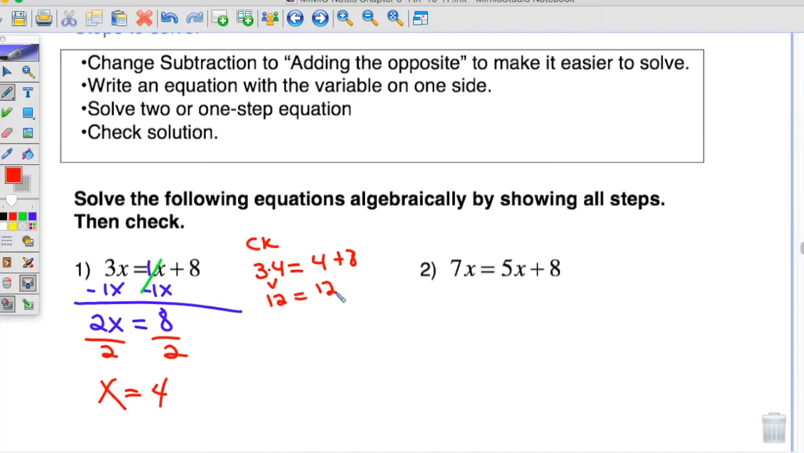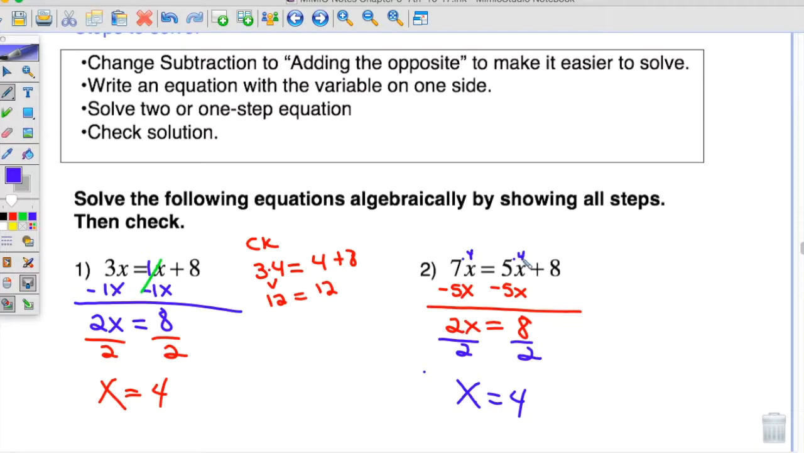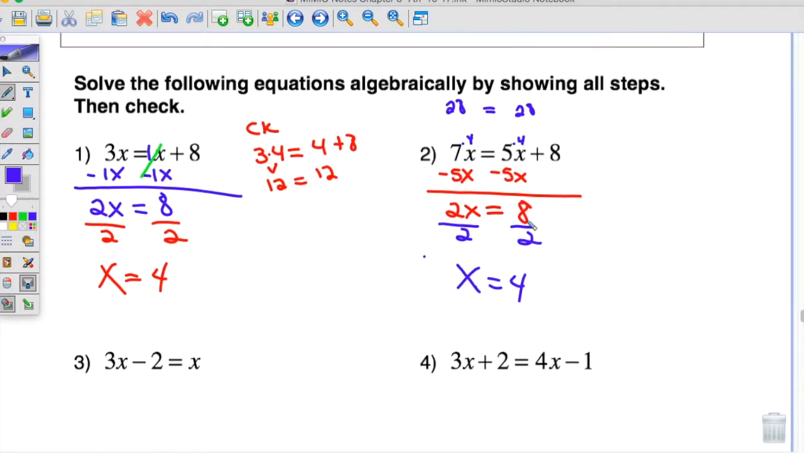Number 2, 7x is equal to 5x plus 8. 5x is not alone, so we're going to subtract 5x on both sides. So we're left with 2x is equal to 8. One-step equation, divide both sides by 2, and we're left with x is equal to 4. So if we substitute in our 4 on the left side, 7 times 4 is 28, equals 5 times 4, which is 20, plus 8 is 28. So both sides equal 28, so 4 is the correct solution.